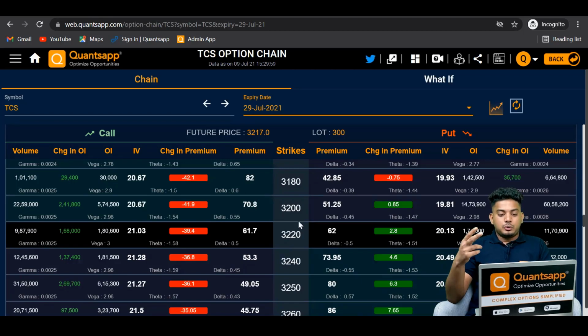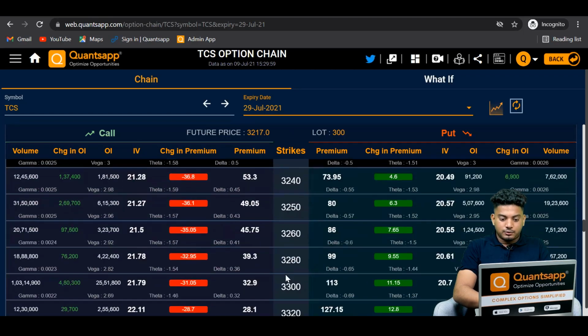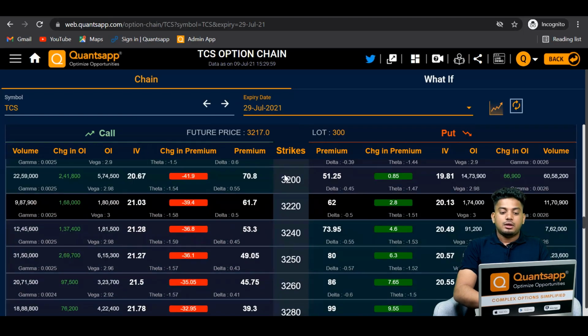Now coming to the second point, which was strike price. What are strike prices? The figures mentioned in the middle of the option chain are our strike prices. Let's take an example: the strike price of 3220, which is quoting at a premium of 61.7. What does the call option tell us? It tells us that you will receive a right to buy 300 shares of TCS at the level of 3220 rupees as on the expiry date.